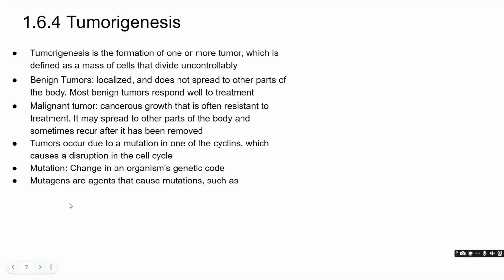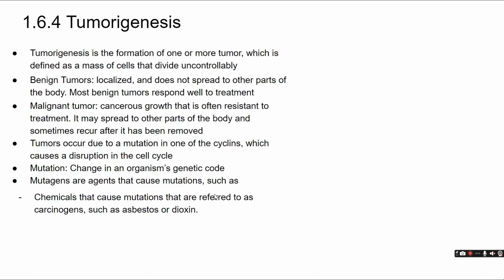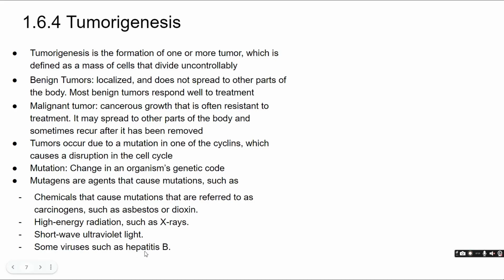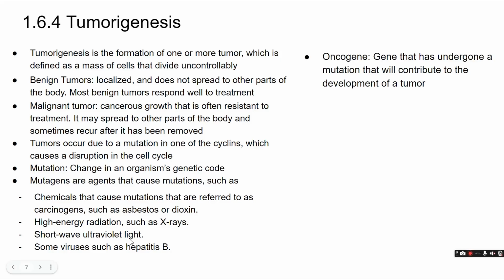So mutagens are agents that cause mutations, such as carcinogens, which are chemicals that cause mutations, such as these chemicals. Also high energy radiation, such as X-rays and short wavelength ultraviolet light. We see that a lot from the sun. It could cause skin cancer. Some viruses, such as hepatitis B. And also an oncogene is a gene that has undergone a mutation that will contribute to the future development of a tumor.